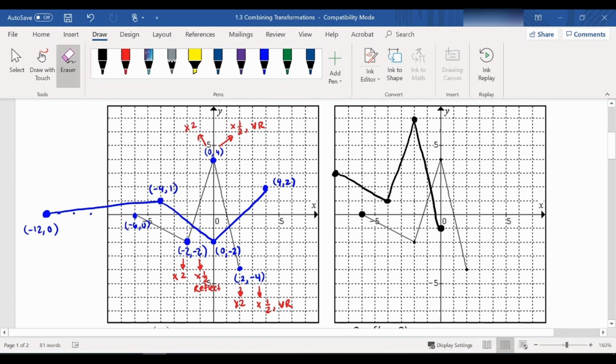Okay. Again, if it helps you to make a table of values or write down the ordered pairs and then write where the new ones end up, that works as well. But it is a lot more work than just going off of the graph.